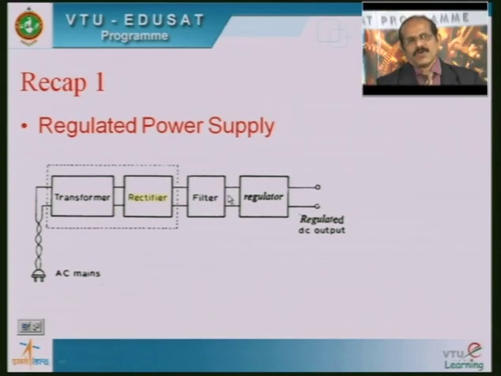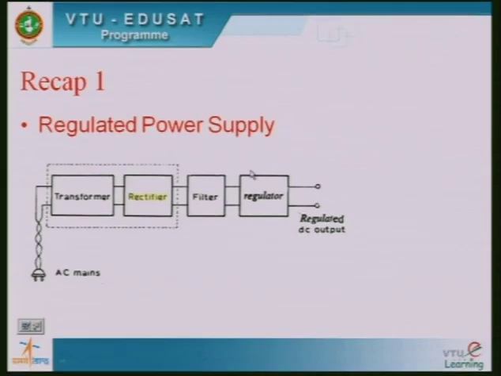So, finally, what we get at the output of the filter is almost a continuous DC signal with lesser ripples. That output of the filter is once again fed to a voltage regulator. As I told you, usually a Zener diode is used as a voltage regulator. The main job of the voltage regulator is two: one is the line regulation, another is the load regulation.